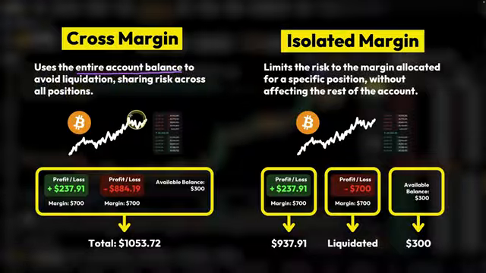In this case, let's say we have a few positions opened in our trading account. We can see we have one trade, for example, a Bitcoin trade that is up $200 with $700 of margin. And we have another trade that is $800 in a loss with also $700. And we have another $300 balance available on our account. In total, that means we are sitting at $1,000.